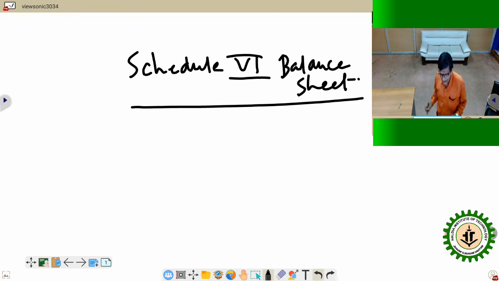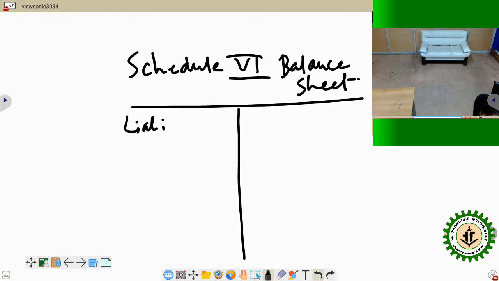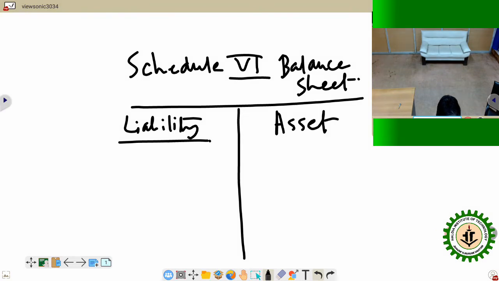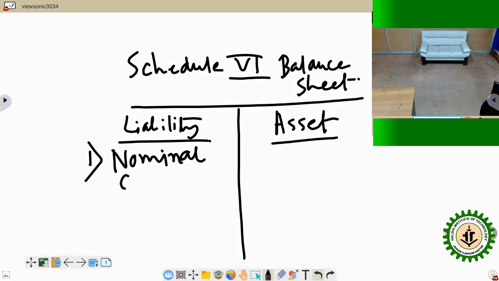Now first let me start with the liability side. And then we will go to the asset side. In the liability side, this entire liability side or asset side is divided under some broad headings. Like in the liability side, the first item which appears, which is a must, is nominal capital.